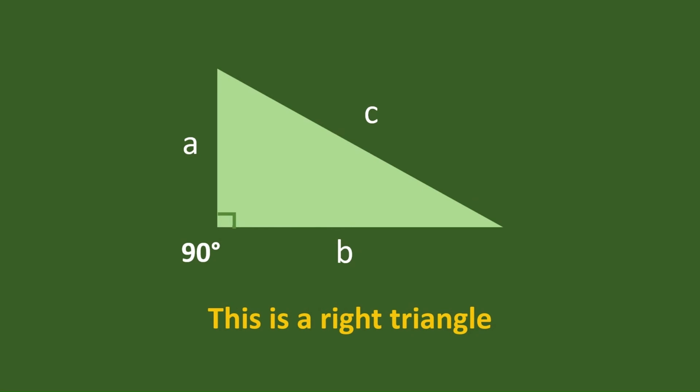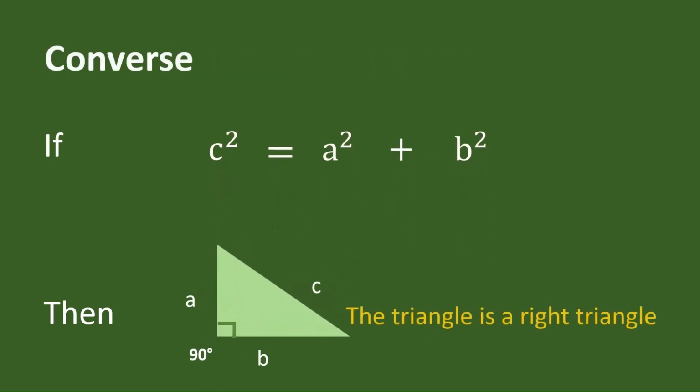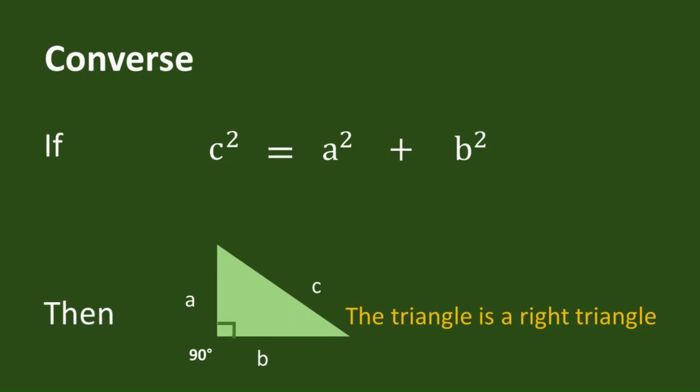Let's compare. The Pythagorean theorem says if the triangle is a right triangle, then C squared is equal to A squared plus B squared, whereas the converse says if C squared is equal to A squared plus B squared, then this triangle is a right-angled triangle.